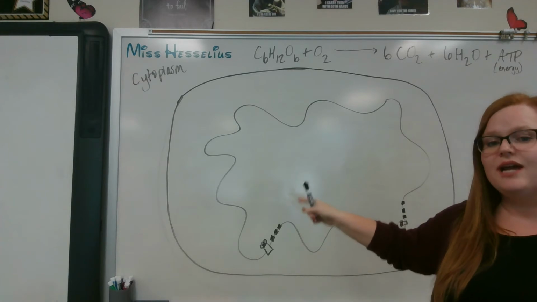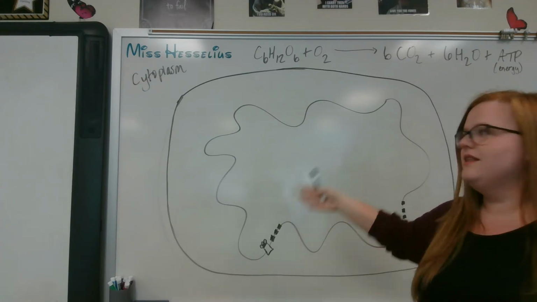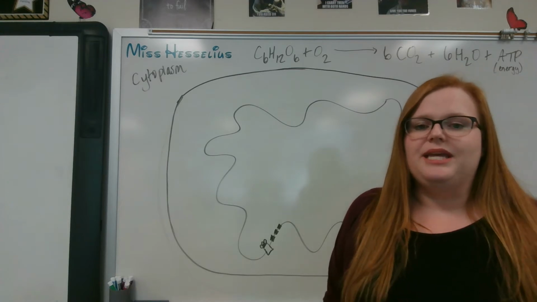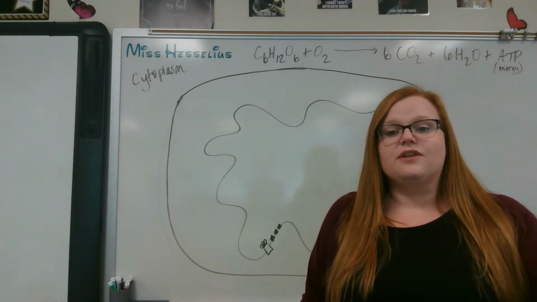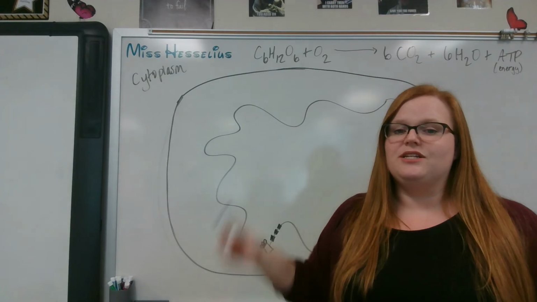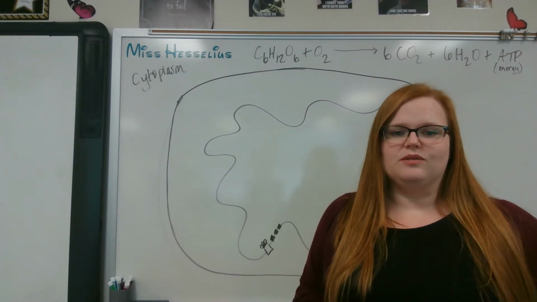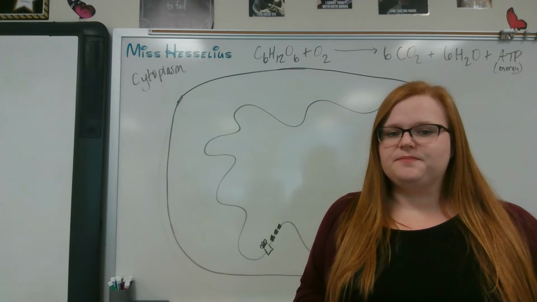In eukaryotic cells, they have mitochondria that can do cellular respiration. In prokaryotic cells, it's a slightly different thing. They don't have mitochondria, so they can't do this exact same thing we're going to talk about. They do fermentation, which we'll talk about briefly at the end.